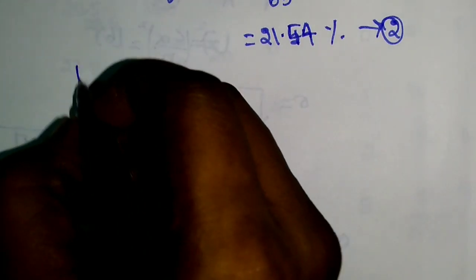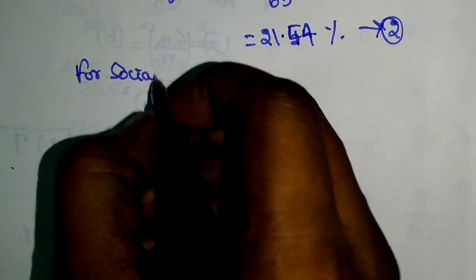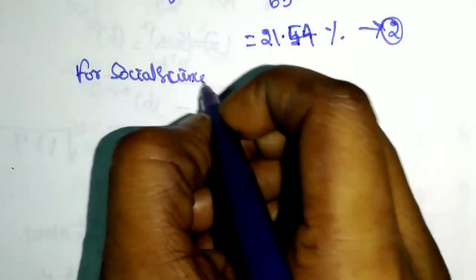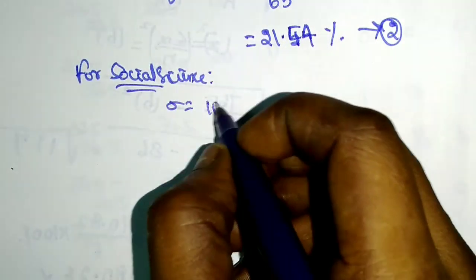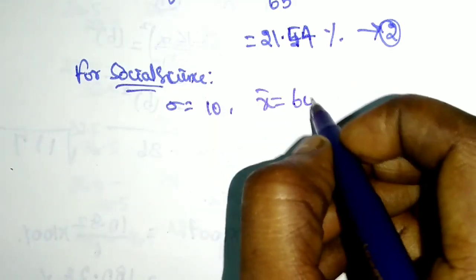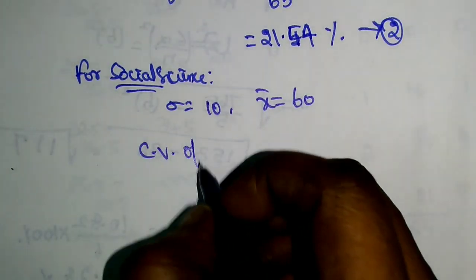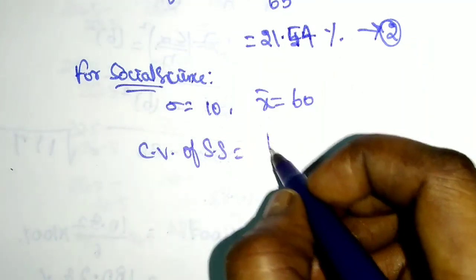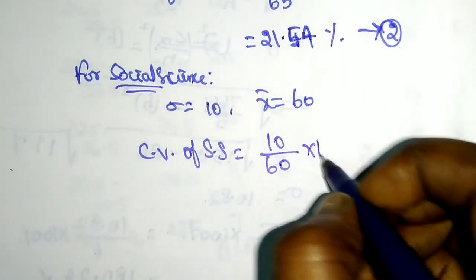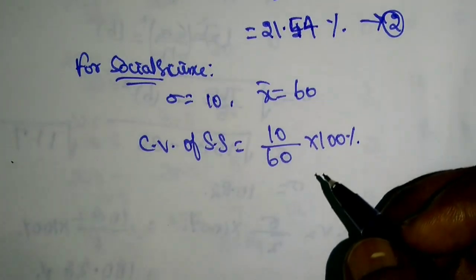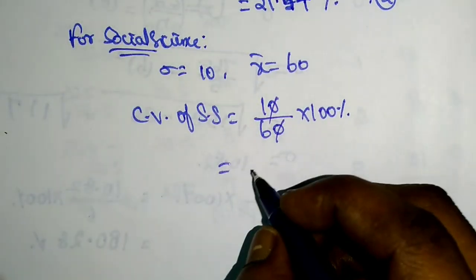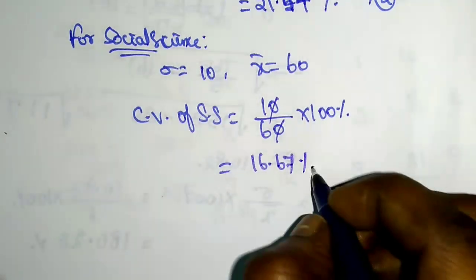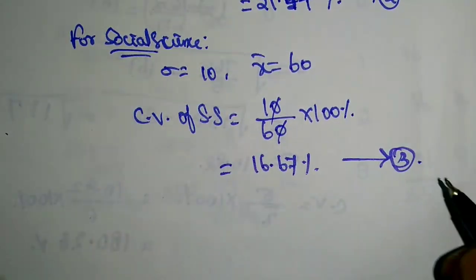Now we have to find for social science. For social science, we get sigma is equal to 10, x bar is equal to 60. So CV of social science is equal to 10 divided by 60 into 100%. Now we cancel, we get 16.67%. This is equation number 3.